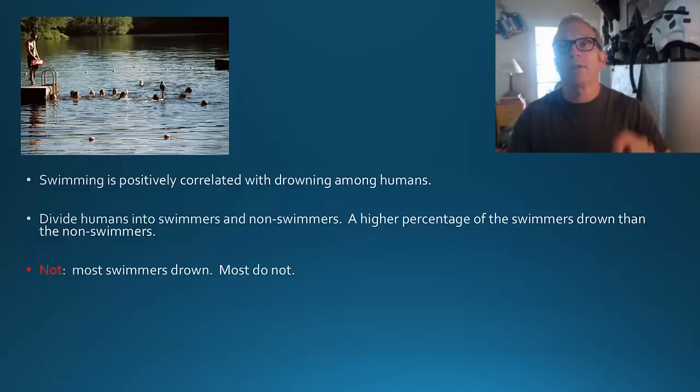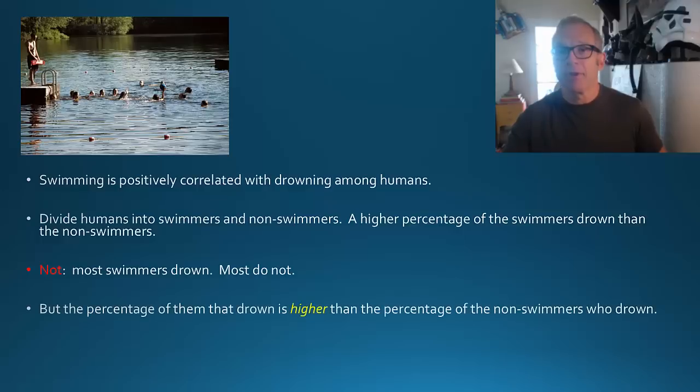So correlation claims, positive correlations, are not asserting that most A's are B's. And I want to be very emphatic about this. It's not to say that some number greater than 50% of swimmers drown. That's not true. It's the same for smoking and cancer and whatever other properties we're talking about. What a correlation just says is the rates are higher. Most swimmers don't drown. The vast majority of people who go swimming don't drown. But some of them do, and the percentage of them that drown is higher than the percentage of the non-swimmers who drown.